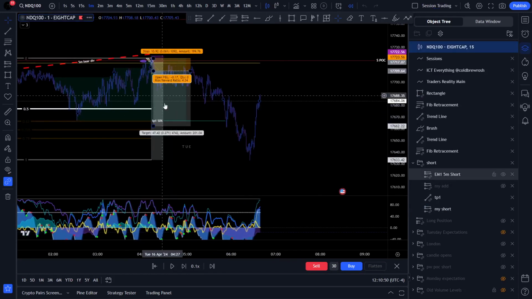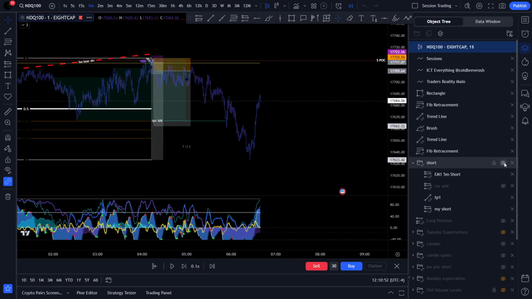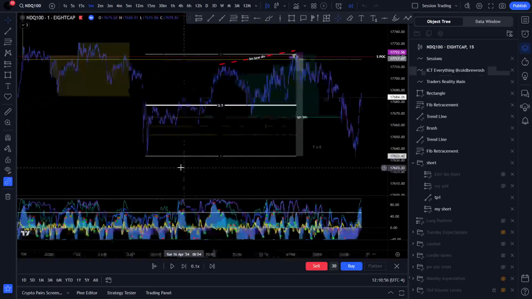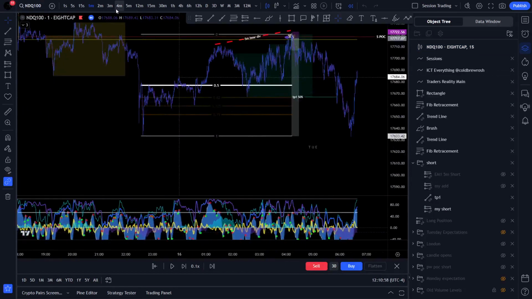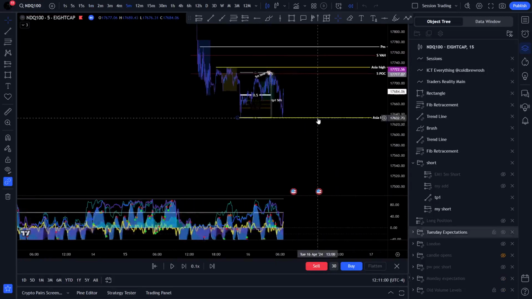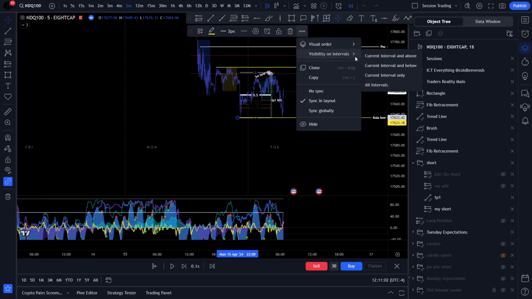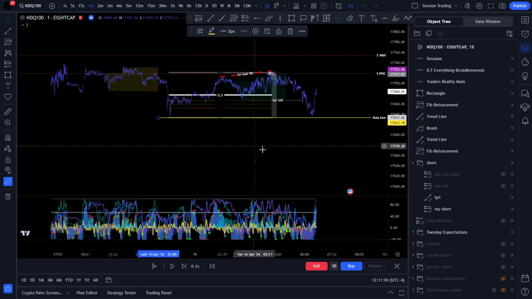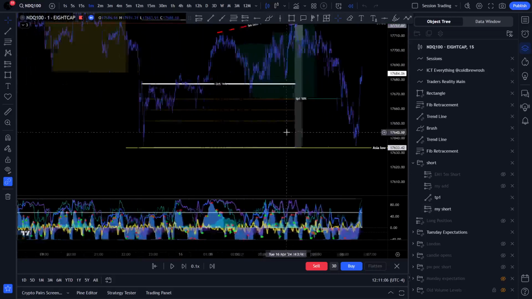Could have been the same thing with the 5-minute position that you could have had. And then DB2 looking for, I don't know why it's not marked in this time frame. Let's quickly fix that. Looking for that Asia low.